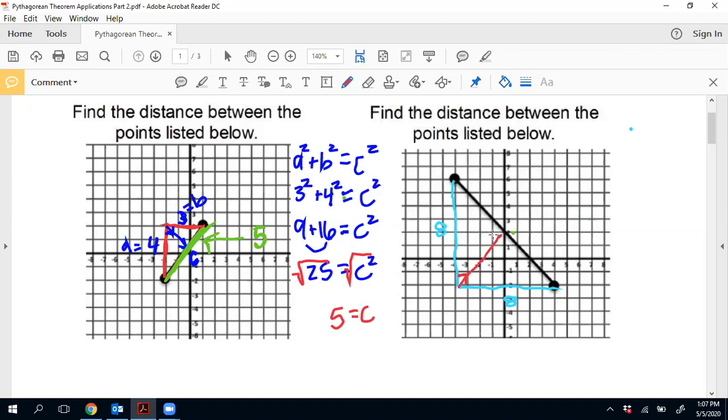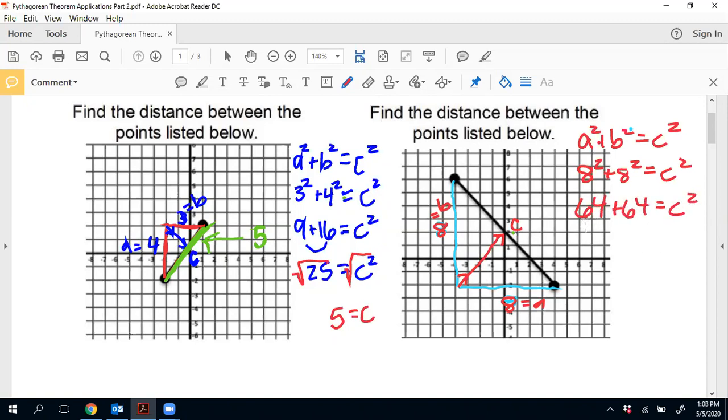So across from that, this line right here has to be the value of C. And we realized that our vertical was 8 and our horizontal was 8. So those are going to be our legs, A and B. So again, I say that A squared plus B squared is equal to C squared. Well, here, that's going to be 8 squared plus 8 squared is equal to C squared. Well, what is 8 squared? 64. Good, so that's 64 plus 64 is equal to C squared.